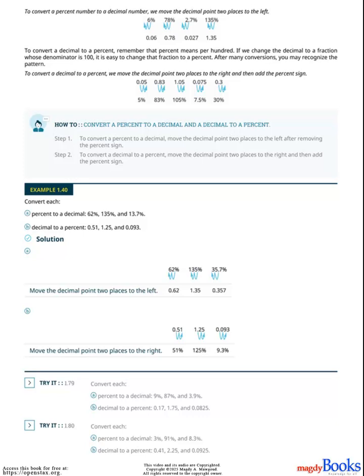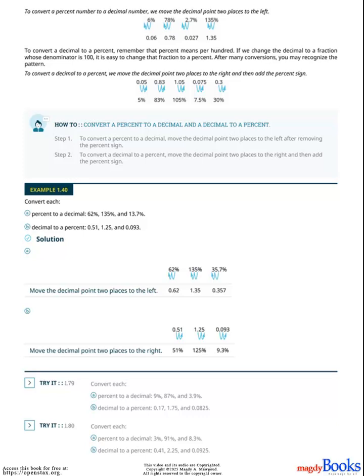B. 0.51, 1.25, 0.093. Move the decimal point 2 places to the right. 51%, 125%, 9.3%.